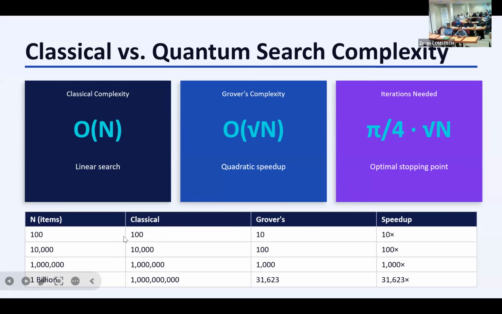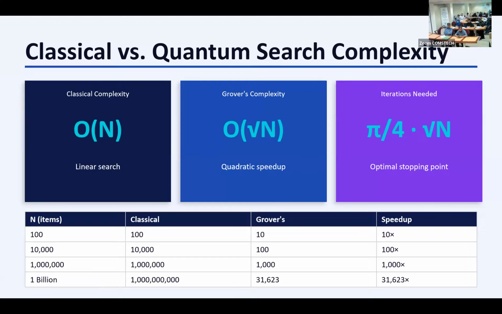Now, if we have 100 items, then classical search says we need to search 100 entries to see where our desired state is. But for the quantum mechanical case, we need just 10 computations to find the desired state or the correct answer. So it will speed up the process 10 times.